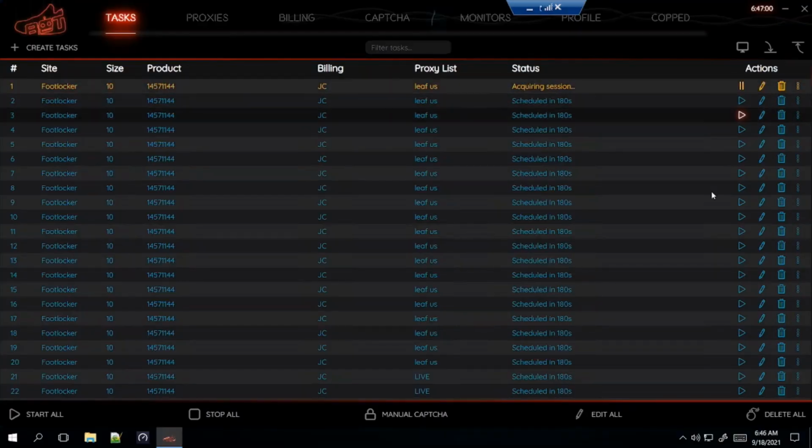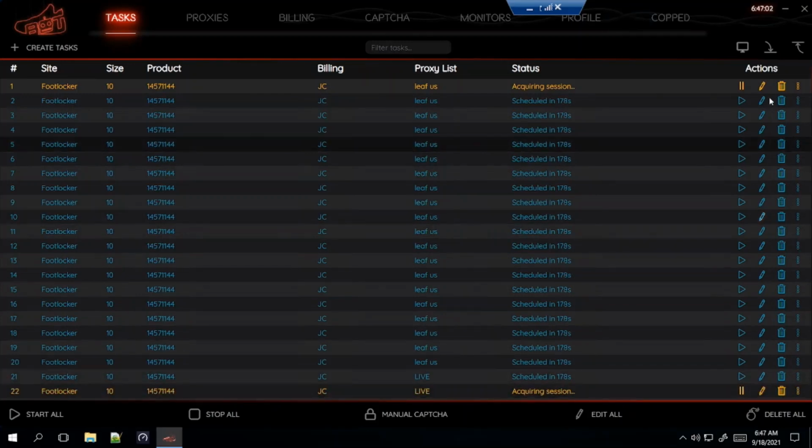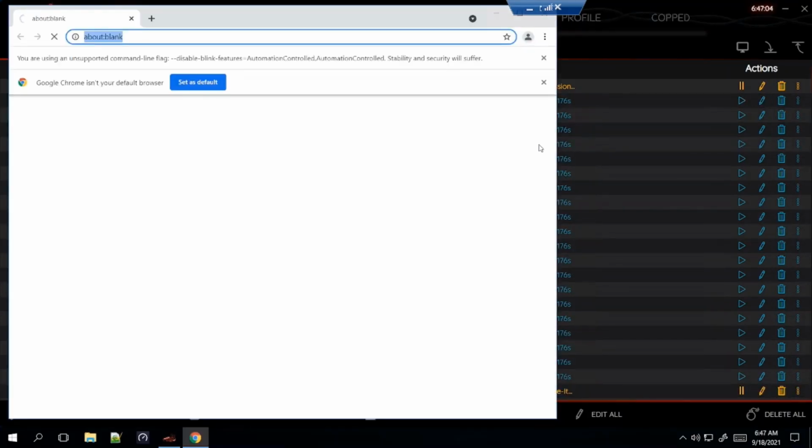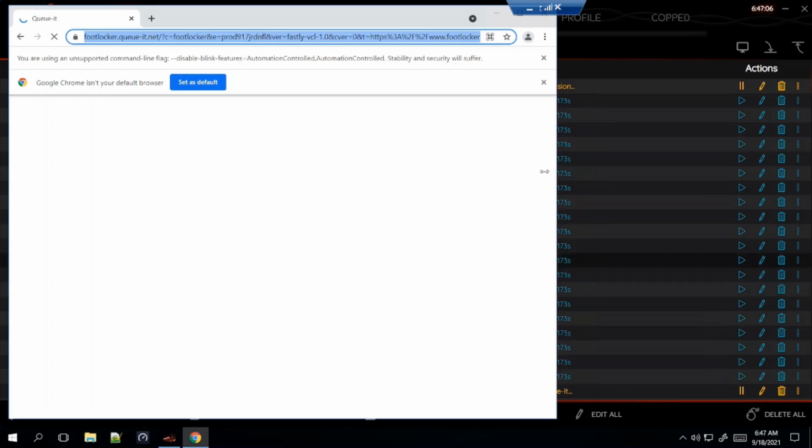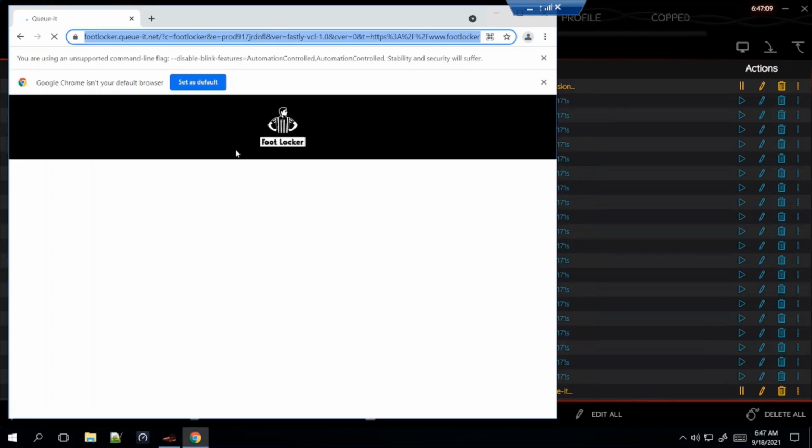What's up, everyone? Today I have a live cop of the Jordan 13 Obsidians that dropped today. When I was going for this drop, I was only going for one pair for a friend of mine, so that's why all my sizes were size 10.